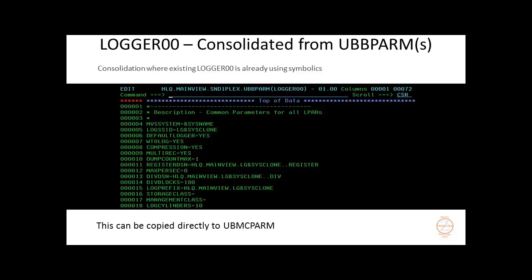Here's an example where there's a single UBB parm library, which is already using system symbolics. If the single UBB parm library is using sections, it can also be copied directly to the UBMC parm.